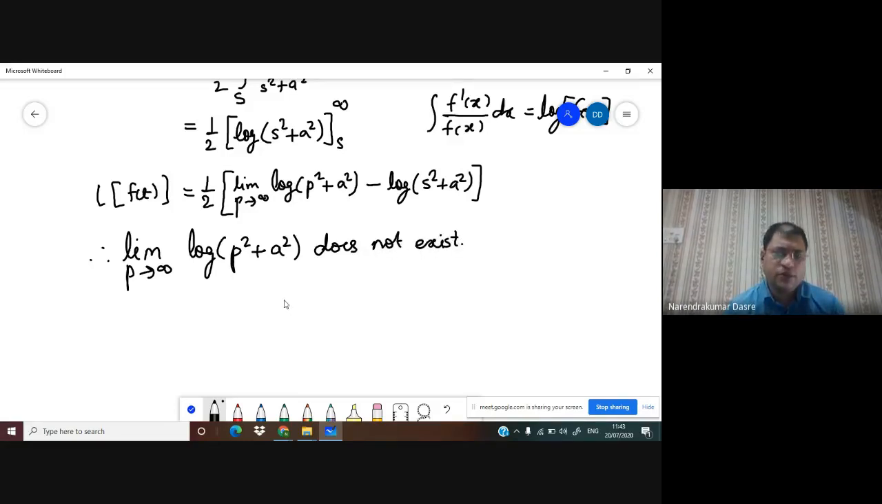Okay, so this limit does not exist. If this limit does not exist, that means we are not able to evaluate the entire right hand side, and hence we say the Laplace transform of f of t does not exist.